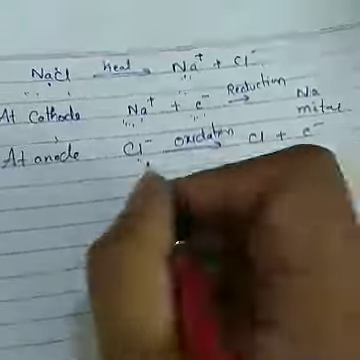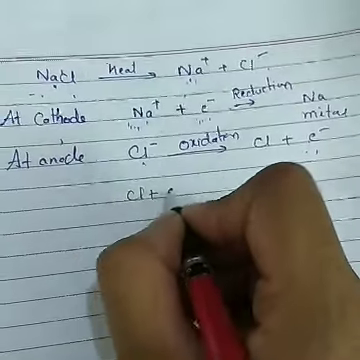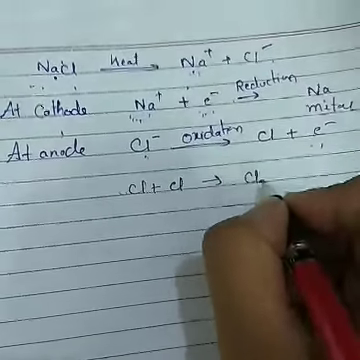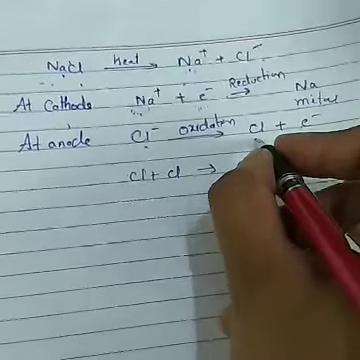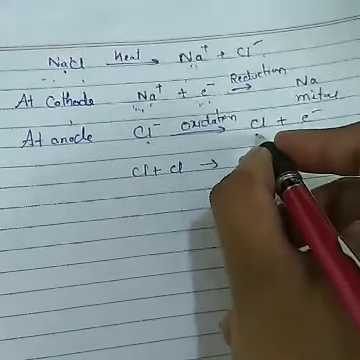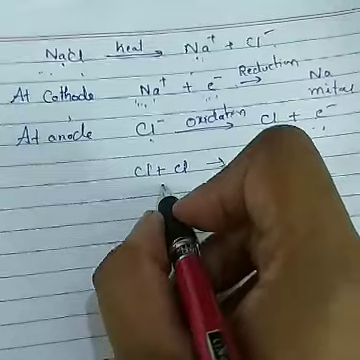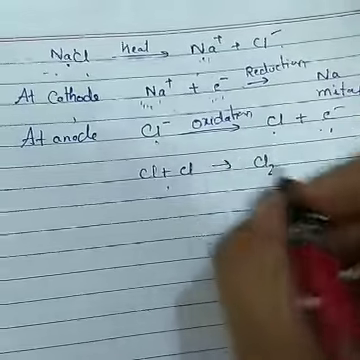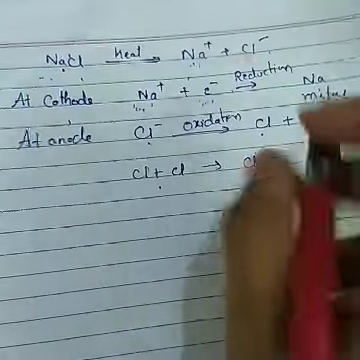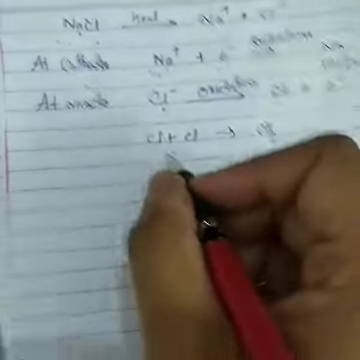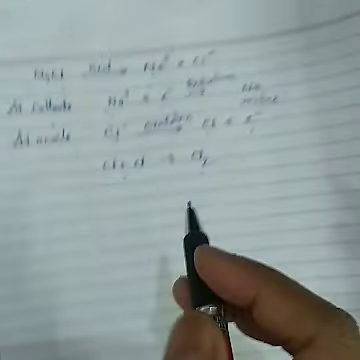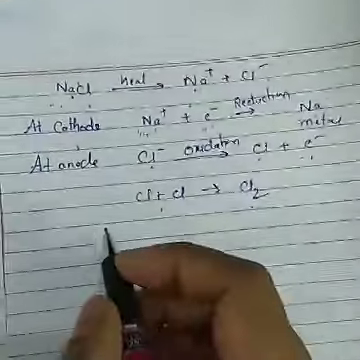This chlorine atom will react with another chlorine atom to form chlorine gas, because a nascent chlorine atom is unstable, having one electron less, so it will take an electron from the other and form chlorine gas. In this way, the electrolysis of sodium chloride is used to get sodium metal.